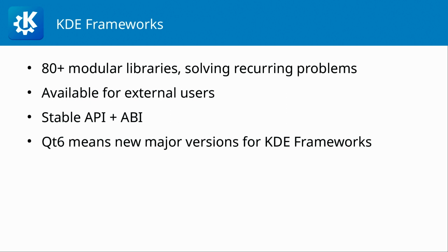These frameworks have a strict API and ABI stability guarantee, which makes them very attractive to outside users, but it means that we ourselves are constrained in what we do to them. And the transition from Qt5 to Qt6 now means that it's a breaking change anyway. We might as well break our own API there. So that means we have a once-in-a-decade opportunity to do a lot of cleanup there.